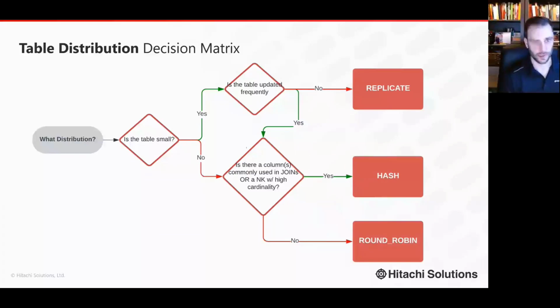So what distribution? Look at first, is the table small? If it is small, is the table updated frequently? If it's not, round robin or replicate is typically going to be a great candidate. But if it is updated frequently, or it's large, you want to evaluate what columns are commonly used in join operations or natural keys with high cardinality. And if there is one, use hash, otherwise use round robin.